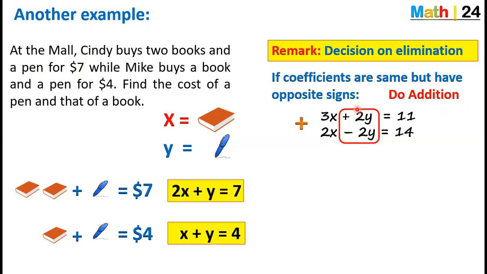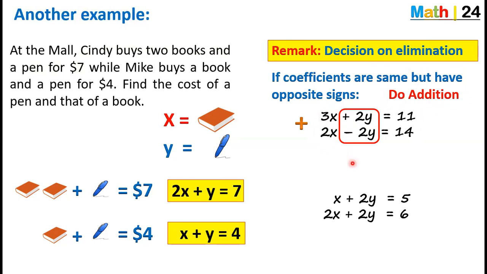So whenever the coefficients are the same and the signs are opposite, do what? Do addition. Do addition. If you go and do subtraction, it will not work. You will fail and you'll be wasting time. After you do the subtraction, it fails and you come back to do addition. Now, another thing, if you decide to eliminate the X, then you must do balancing here, okay? Or swapping coefficients and multiply.